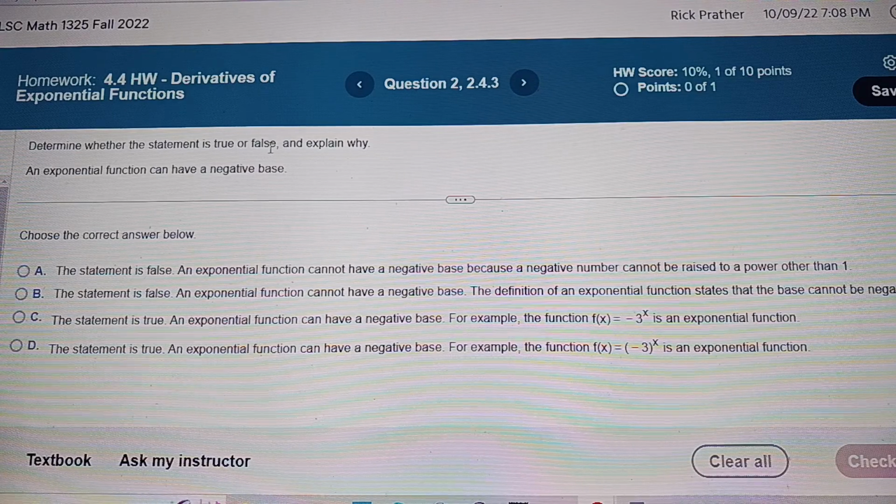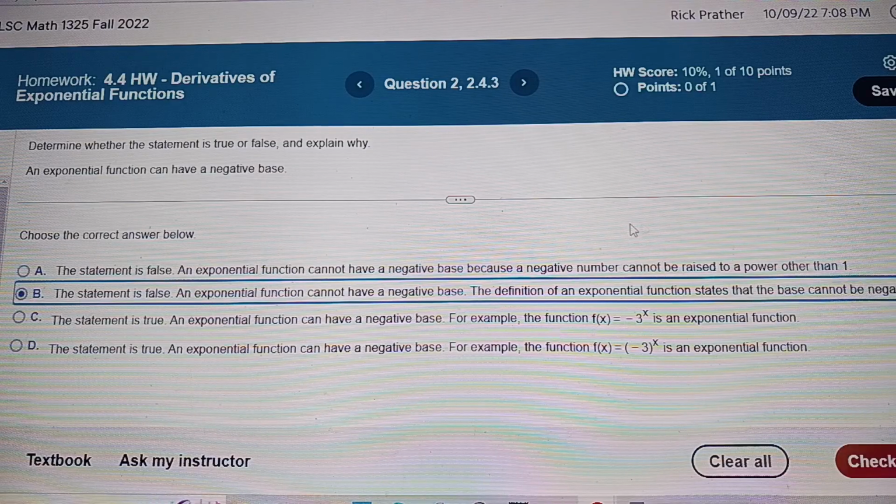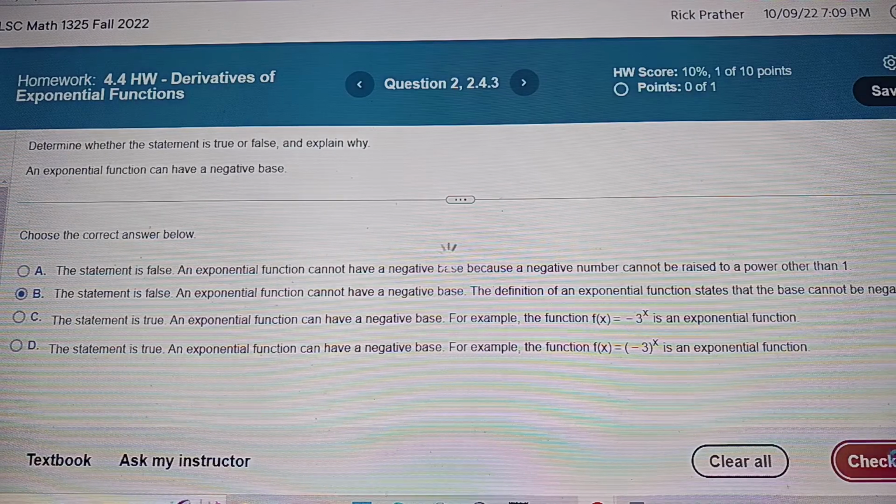And then this is a true-false, but this is going back to the definition of exponentials from algebra. An exponential function can have a negative base. No, by rule, they're not allowed to. It's just a rule in exponentials that you cannot have a negative base. The definition of an exponential states that the base cannot be negative. The reason why is because then you could get mixed up with reflections. And we have reflections where the negative isn't attached to the base, but we don't do reflections over the y-axis because that's handled with a base that's less than 1.